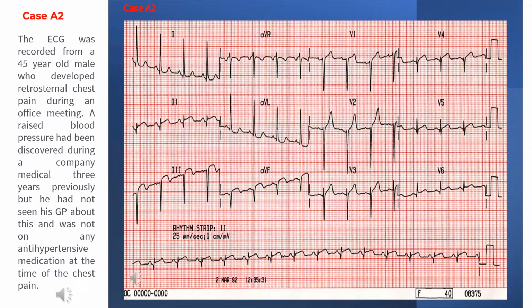Case 2. The ECG was recorded from a 45-year-old male who developed retrosternal chest pain during an office meeting. A raised blood pressure had been discovered during a company medical 3 years previously, but he had not seen his GP about this and was not on any antihypertensive medication at the time of the chest pain.